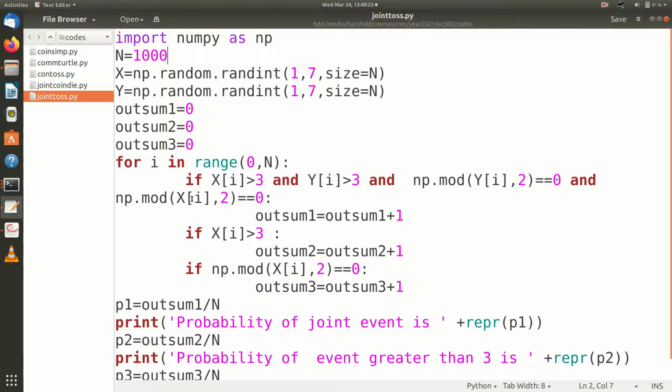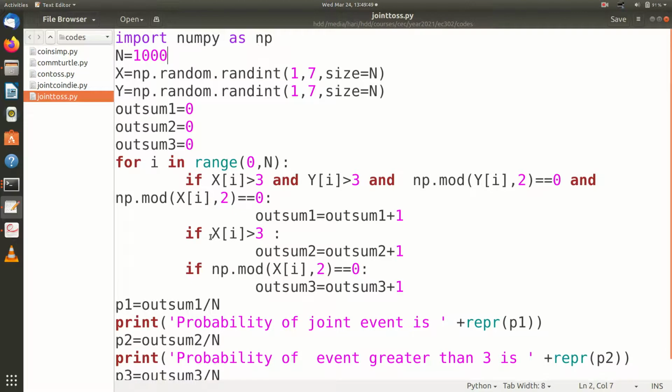And here also I am testing whether my outcome is even or not. So mod something comma 2 gives you, if that is equal to 0, then the number is even. So if this is true, then outsum1 is equal to outsum1 plus 1. So this is my joint event. With this if condition, I create my joint event. So if this joint event is satisfied, then outsum1 is incremented by 1.